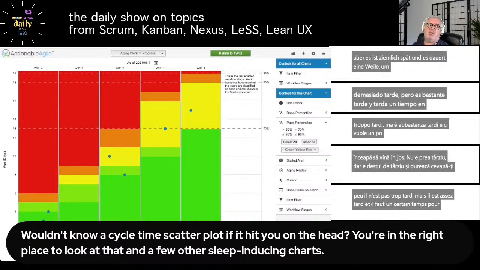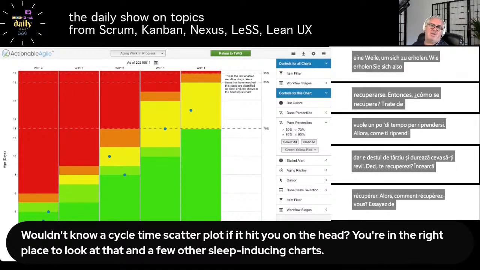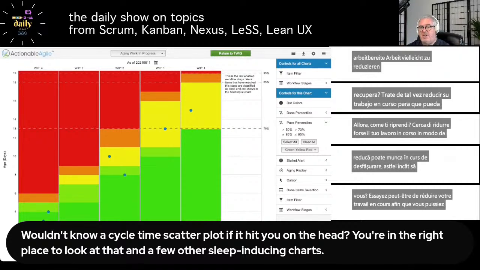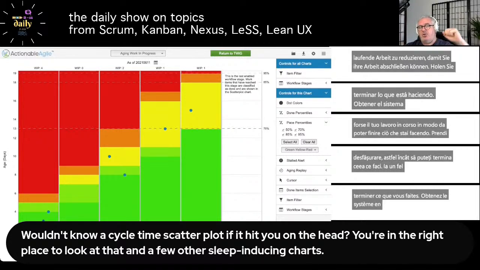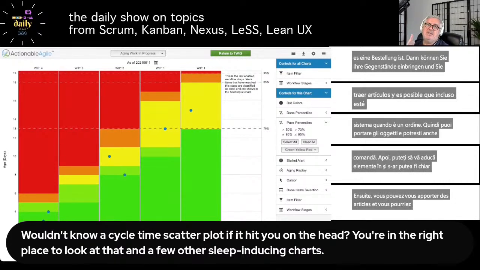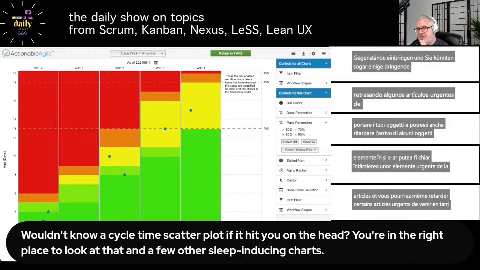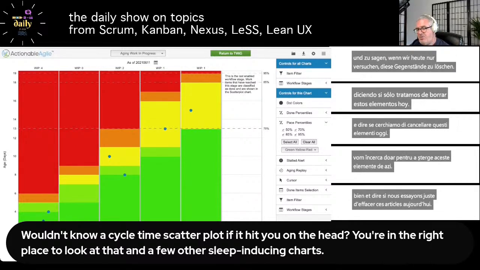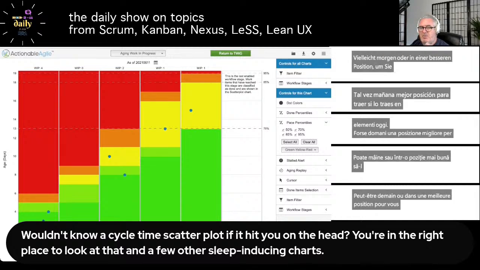Try to reduce your work in progress so that you can finish what you're doing and get the system cleaned down. When it's in order, then you can bring new items in. And you might even be delaying some urgent items from coming in as well, saying, well, actually, if we just try to clear these items today, maybe tomorrow we're in a better position to bring it in, because if you bring it in right now, maybe nothing will get finished.